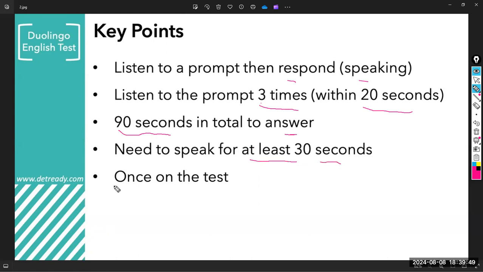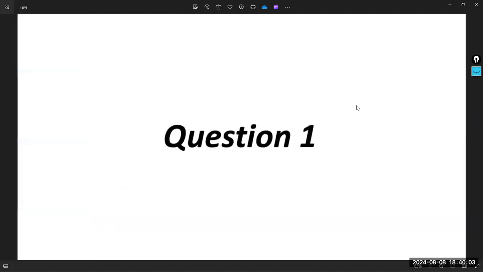You will encounter this module only once in the overall exam. Okay, so this is it. These are the most important key points or tips about listening and speaking. Now I think it's the time to start practicing.